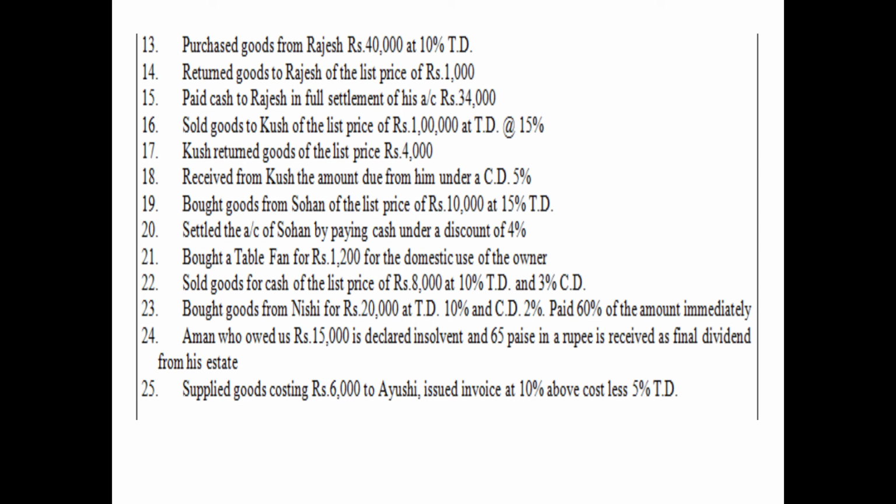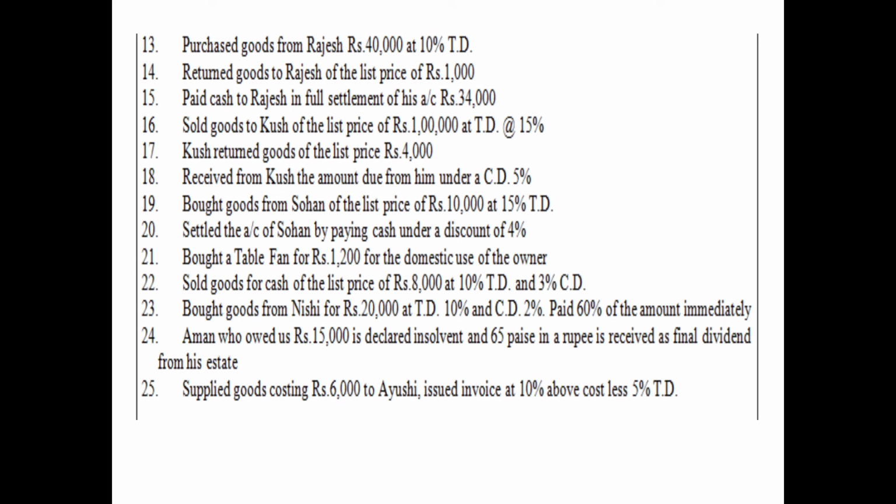Then 22nd transaction. Sold goods for cash of the list price 8,000 at 10% trade discount and 3% cash discount. So first of all, what you need to do is calculate and deduct the trade discount. So 10% of 8,000 will be 800. So that means 8,000 minus 800, ultimately the value of goods is 7,200.